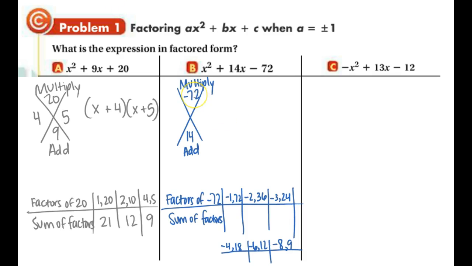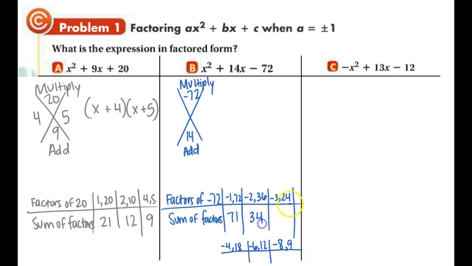Because we're multiplying to get a negative, that means one of the factors has to be positive, one has to be negative. But when we add those numbers, we're getting a positive number. So that means out of the two numbers that we're multiplying, the smaller one needs to be the negative. So now let's add each of these to see what our sums are.